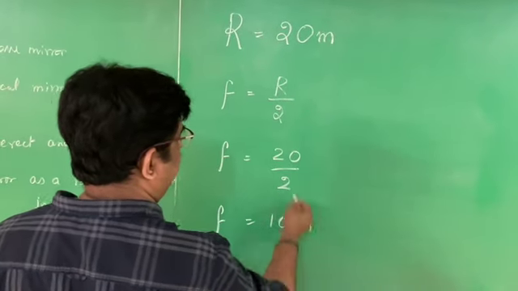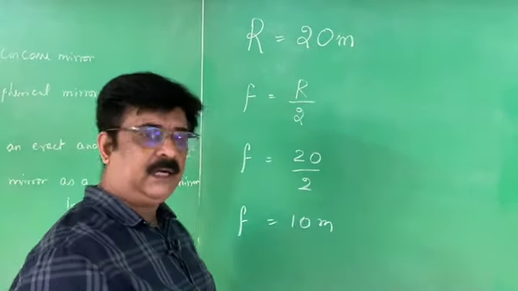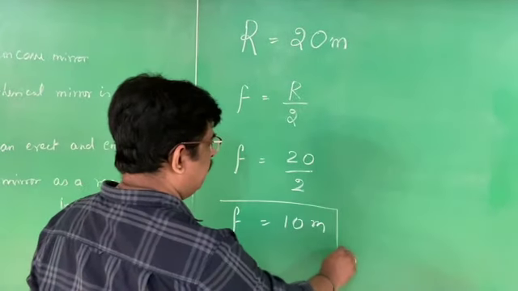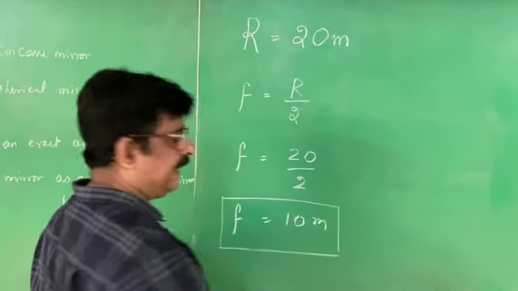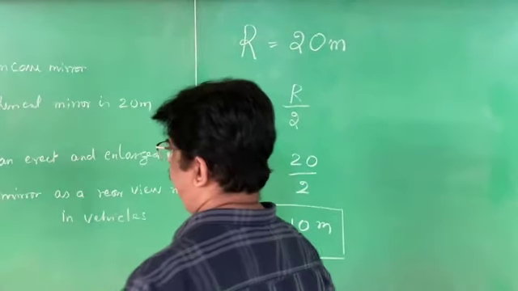Don't say that mathematics is difficult. 20 divided by 2 is 10. 10, with the unit meter, 10 meter. Therefore, the focal length of that particular mirror is 10 meters. Simple, right? That is the second question.